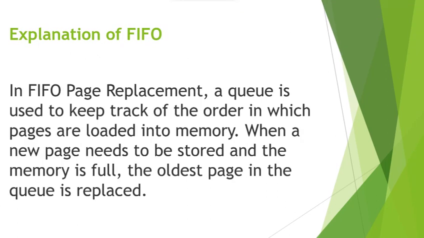Explanation of first in first out page replacement algorithm. In first in first out page replacement algorithm, a queue is used to keep track of the order in which pages are loaded into the memory. When a new page needs to be stored and the memory is full, the oldest page in the queue is replaced. No overallocation should happen in the page replacement. Performance should be good. Performance is calculated based on the number of page faults.